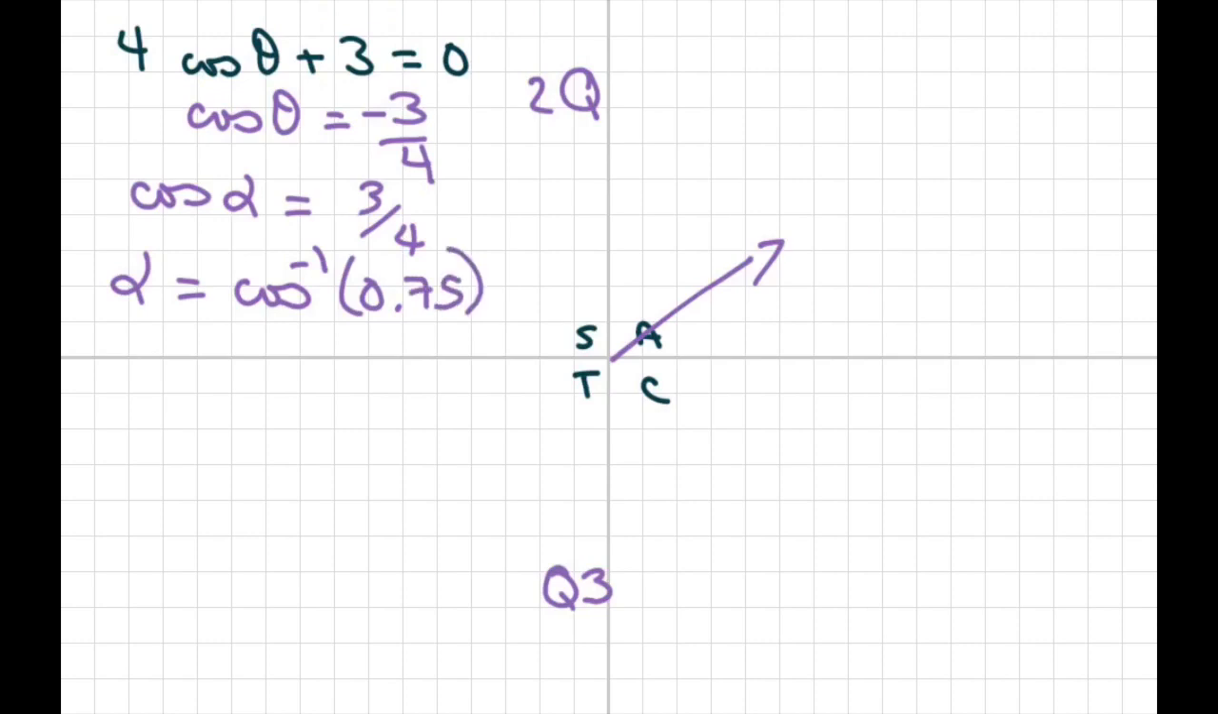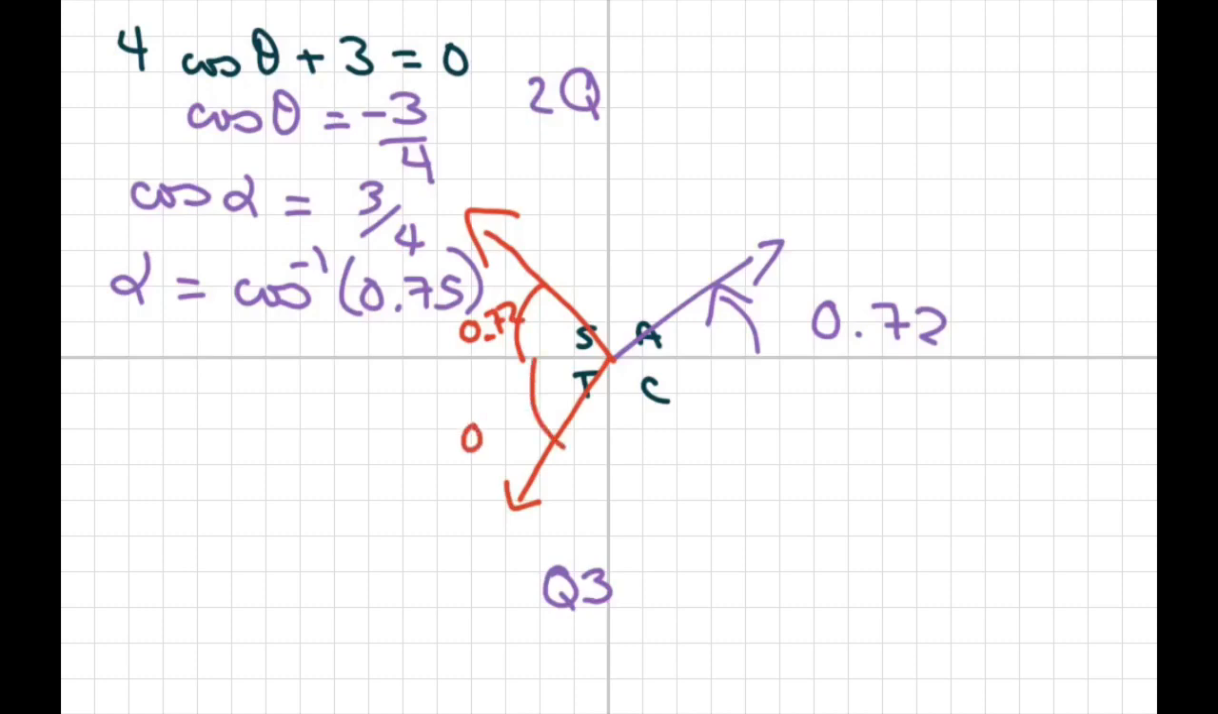and that's going to give me, so this angle here is approximately 0.72, but that's not the one we want. We want the one that's here and here. So I know this bit is 0.72, and this little bit is 0.72, based on the reference angles here.